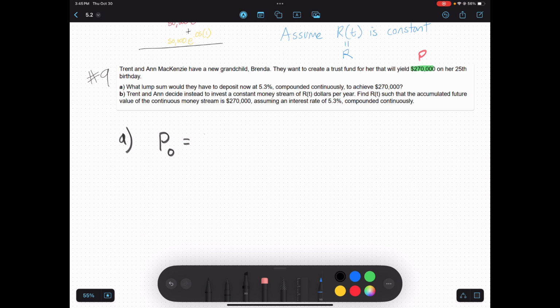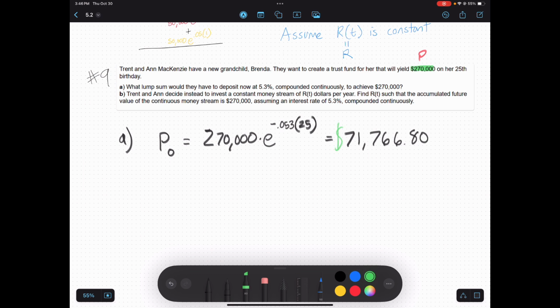So present value, I'm going to take my future value, 270,000, multiply it by e to the negative, my interest rate. We put a negative up there because it's present value. I want a decay function, multiplied by the number of years, which in this case is 25. And I get $71,766.80. What is this in terms of?